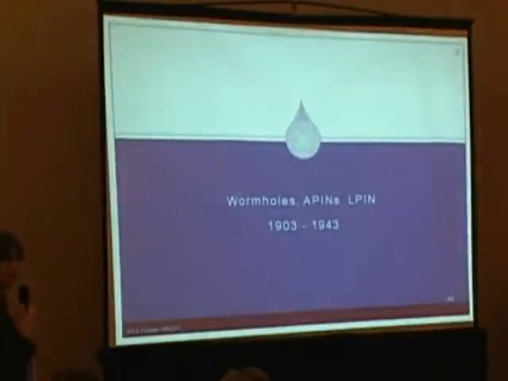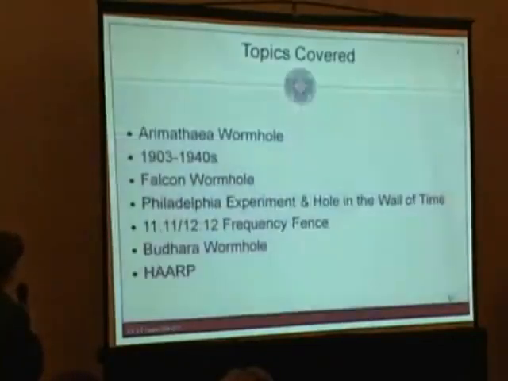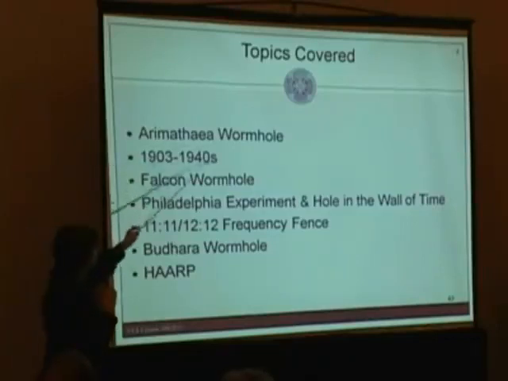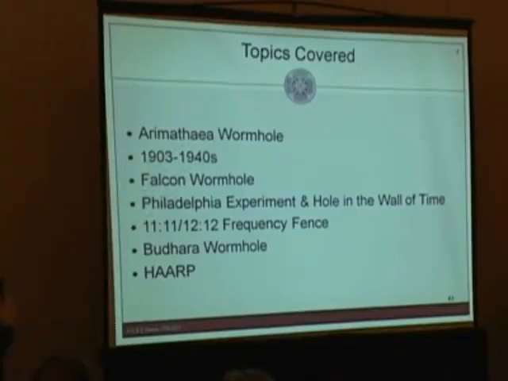All right. So everybody doing good? Yep. All right. So we're going to learn a little bit more about wormholes. We're going to learn about the Arimathea wormhole because when I was looking through these teachings, it was the first one that I could find that was created. So we're just going to give you a little information on that one. And then we'll go over a little more history, 1903 through the 1940s. We'll talk about the Falcon wormhole, what the Philadelphia experiment was, what it really was, the 11-11-12-12 frequency fence, the Budhara wormhole, and HARP. Just a little stuff to cover.